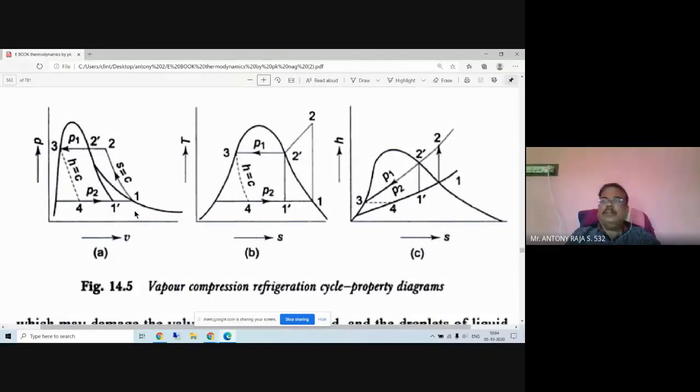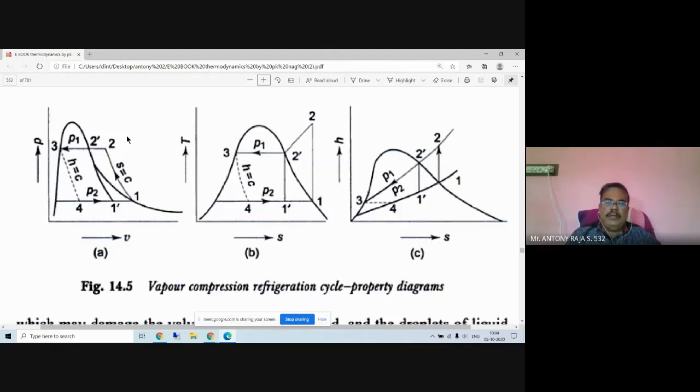4 to 1 is the evaporation process. During the evaporation, heat is absorbed by the refrigerant from the surrounding medium. So heat is added to the refrigerant. So here you see, it is a constant pressure heat addition process. So these are the processes taking place.